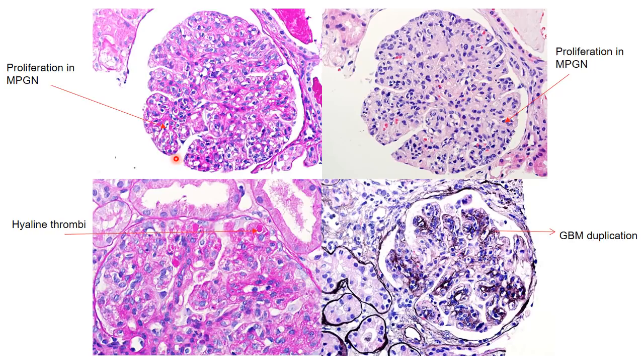So in membranoproliferative, you're seeing proliferation of the membrane out here. And these are just different stains showing you the same thing, proliferation of membranes. Here in the silver stain, you can see better. If you look at this particular area, it looks like there are two, like somebody took a pencil and made two membranes. That's the tram track appearance, or GBM duplication. You can also sometimes see hyaline thrombi, but that's not very significant for this case diagnosis.